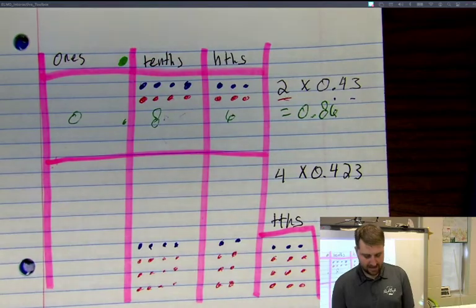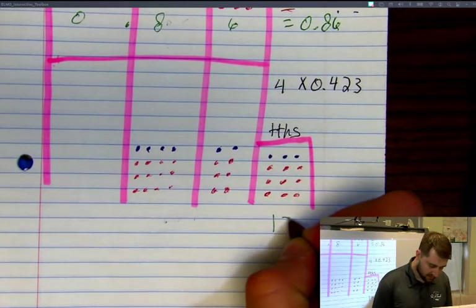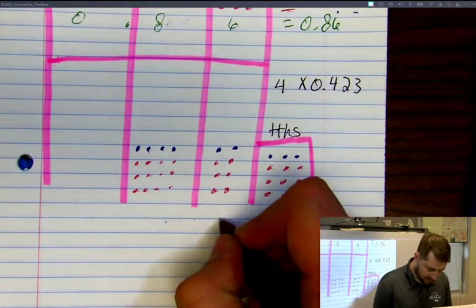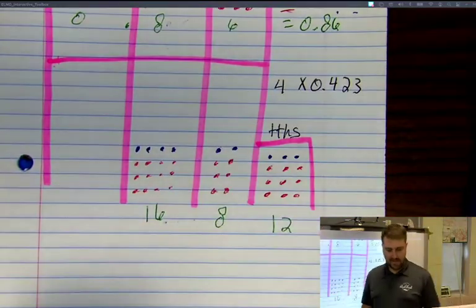And then we are going to ask ourselves, how many do we have in each column? Okay, in the thousandths, there are 12 thousandths. Hundredths, there are 8 hundredths. In the tenths, there are 16 tenths. Hold up, that's an issue.